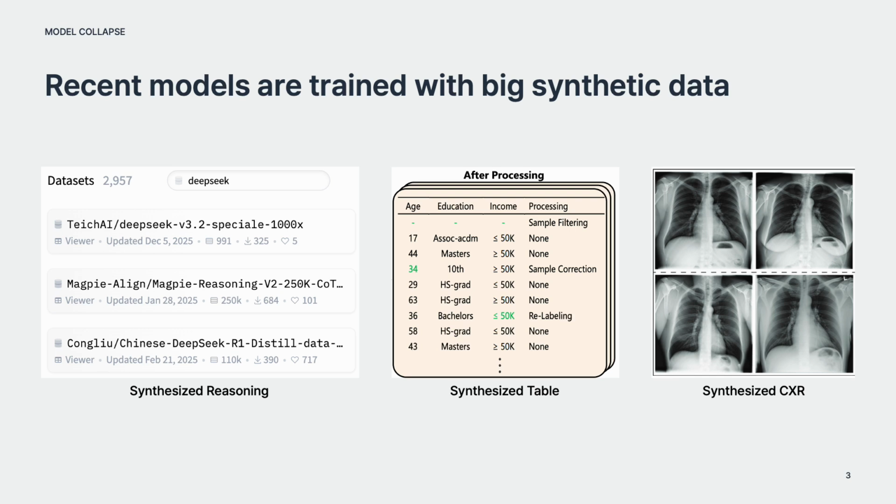This highlights an important point. Model collapse is not limited to language models. Any generative system that repeatedly trains on its own outputs can experience similar dynamics. As synthetic data becomes widespread, understanding its long-term effects becomes essential.